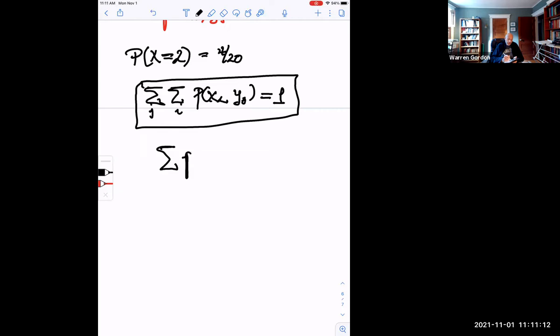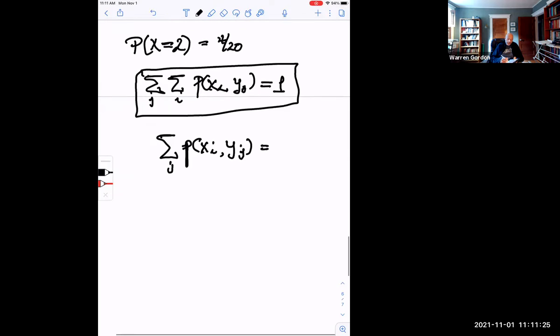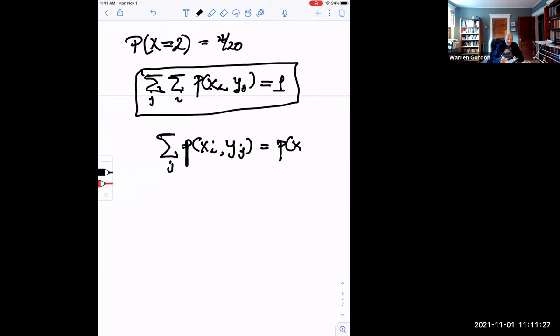Similarly, if you sum just the P's, you get the total, you get P of X sub I. And similarly, if you sum just the over the columns, you get Q of Y sub J.